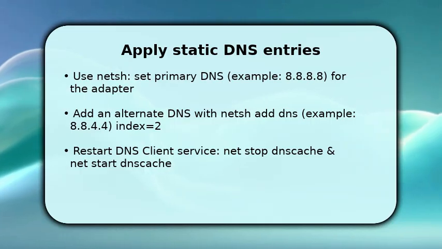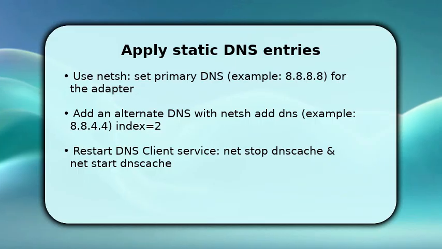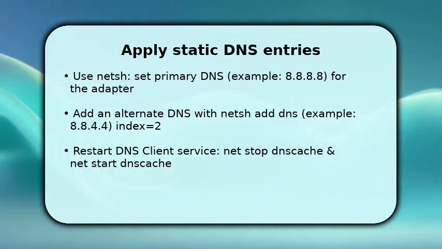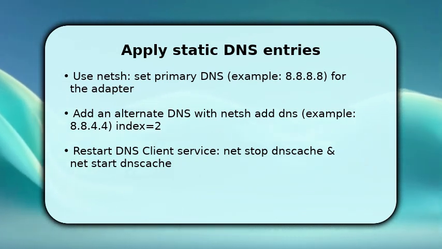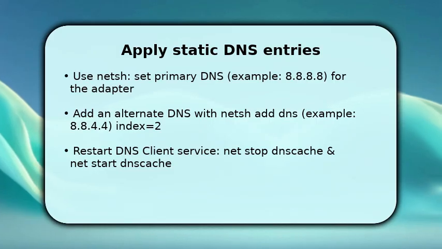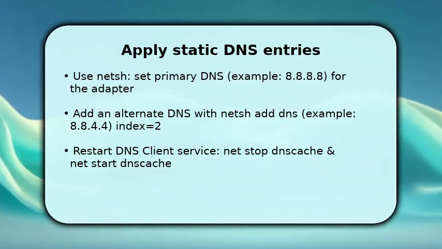Once done, add a secondary with netsh interface ip add dns name="Ethernet" 8.8.4.4 index=2 so queries fail over cleanly. After applying both, restart the DNS client service with net stop dnscache. Then you must verify resolution now.